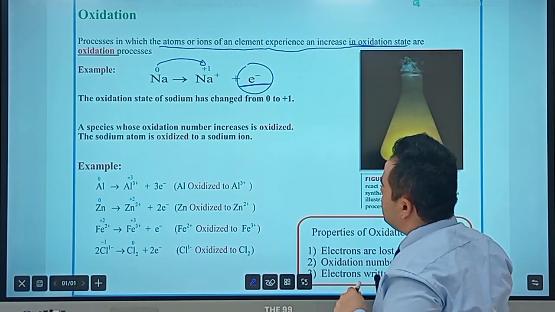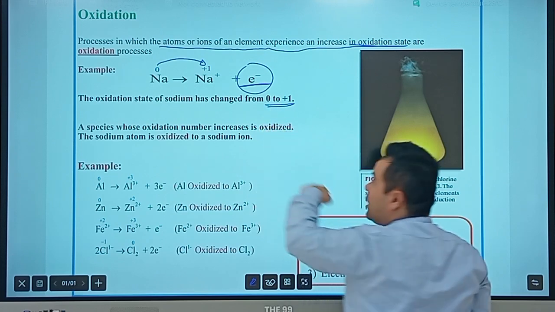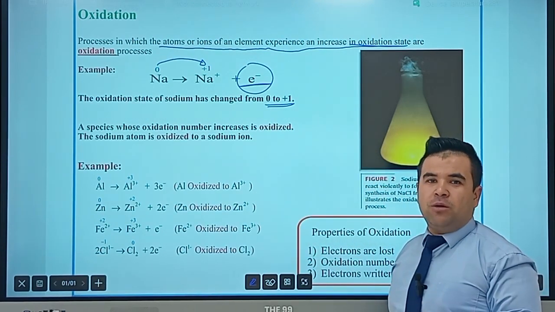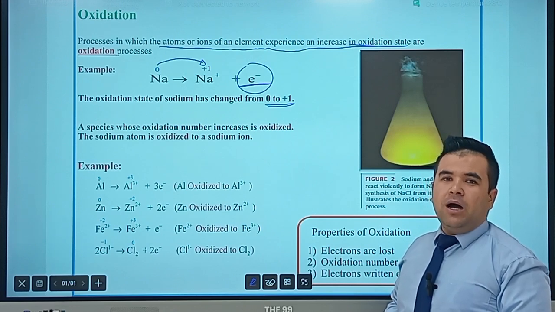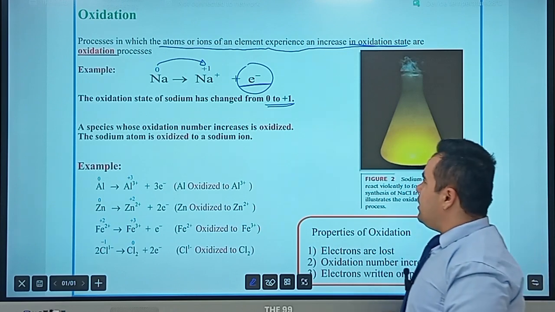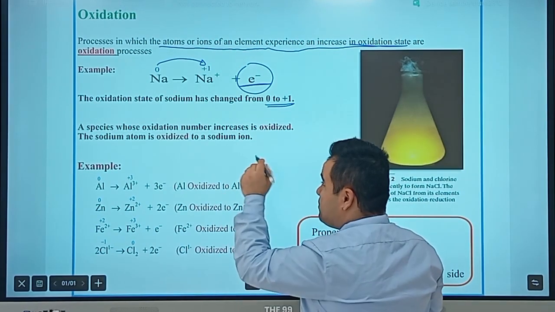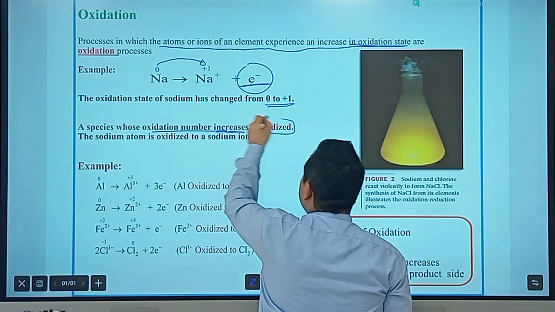The oxidation state of sodium has changed from 0 to +1. That's why we have an increase in oxidation number. We can say this process is an oxidation process, and the electron to balance the charge must be written in the product side. A species whose oxidation number increases is oxidized.